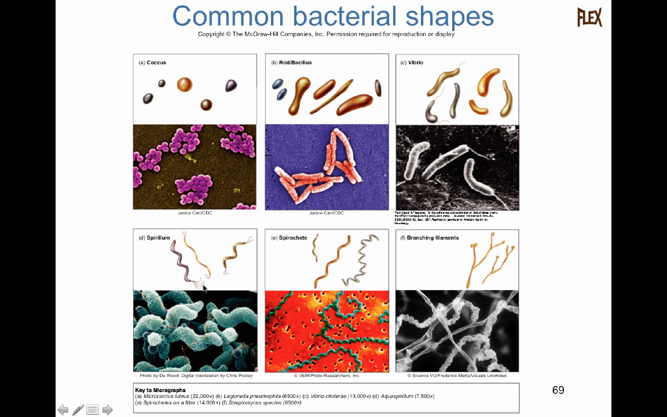Spirillum, here's the spiral. Spirochete, these guys can move. Okay, so they have movement, they have motility, they have axial filaments. Also Vibrio, so if you've heard of cholera, Vibrio cholerae, it's kind of shaped like a comma or a boomerang. And also some branching filamentous bacteria as well. So these are all shapes, but 3 basic shapes: coccus, bacillus, and spirillum.